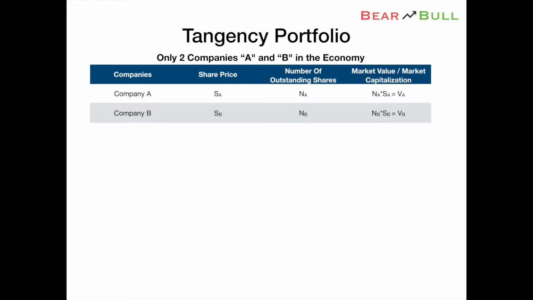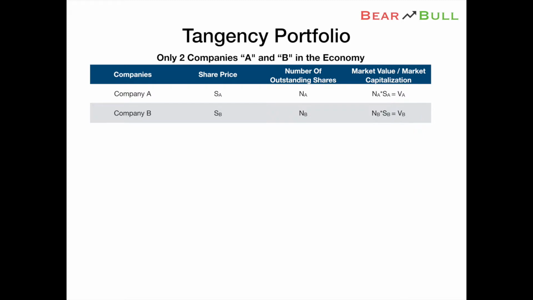Let's start by defining the share price for Company A and Company B as SA and SB, and the number of outstanding shares for each company as NA and NB. Now we can easily calculate the market value or market cap of each company as the product of the share price and the number of outstanding shares. Now we have VA as the market value for Company A and VB as the market value for Company B.